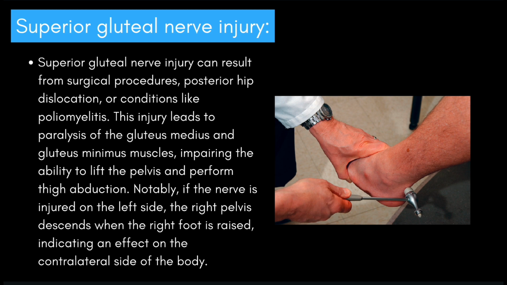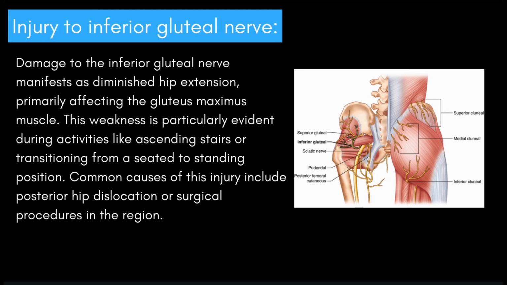Moving on to the next concept. Injury to inferior gluteal nerve. Damage to the inferior gluteal nerve manifests as diminished hip extension, primarily affecting the gluteus maximus muscle. This weakness is particularly evident during activities like ascending stairs or transitioning from a seated to standing position. Common causes of this injury include posterior hip dislocation or surgical procedures in the region.